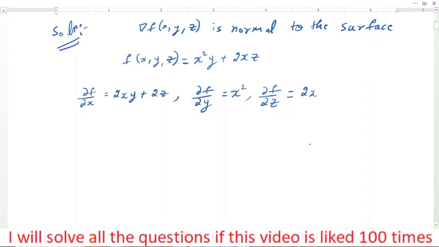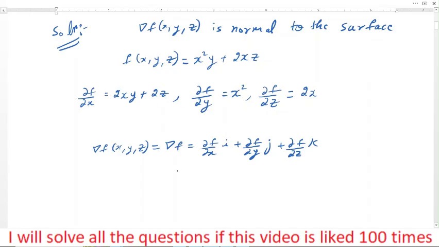Now we have the gradient function, that is dou f of x, y, z, or simply we take it as dou f, which is equal to dou f upon dou x i plus dou f upon dou y j plus dou f upon dou z k. So just substitute all these values, we get this as equal to (2xy plus 2z) i plus x square j plus 2x k. So likewise we found out the gradient vector.